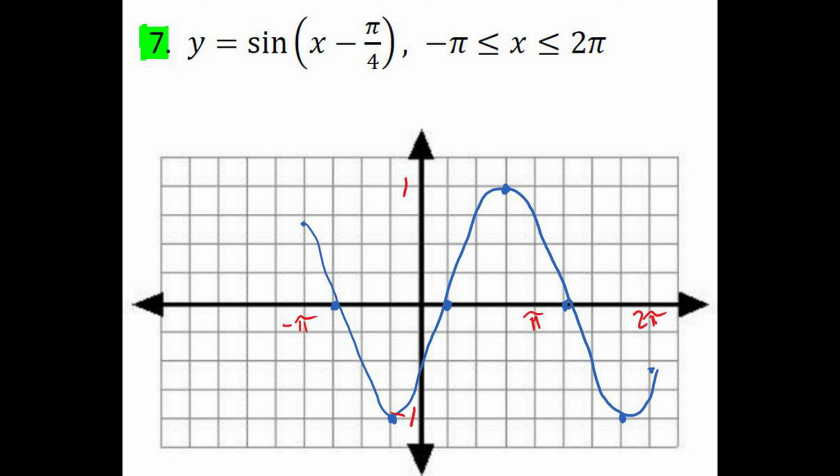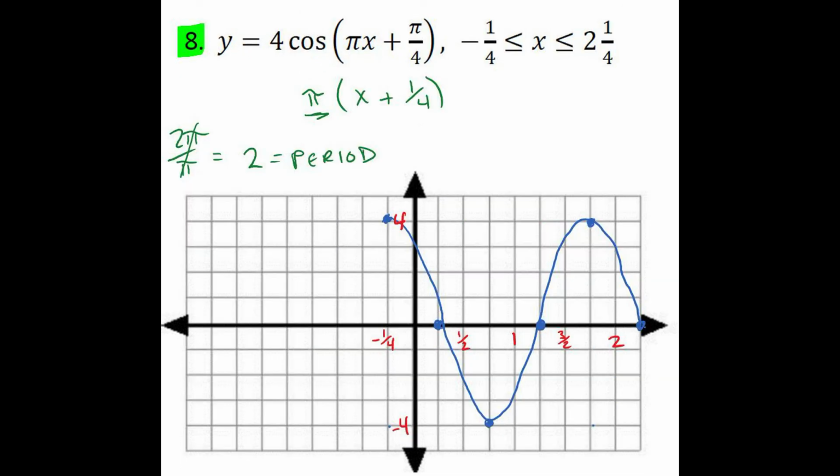Okay, so let's look at number 8. Number 8 has a lot of things going on. So the 4 out front in front of the cosine is going to be an amplitude. So we're going to go up 4, down 4. So when I'm setting up my Y scale, I didn't have any vertical shifts, so I knew I could go up to 4, down to -4, counting by ones. And then this one says go from -1/4 to +2 1/4. So I just counted by quarters because I had enough graph paper to do that. So that's how I set up the x-axis scale on that, and you can see what I wrote on there.